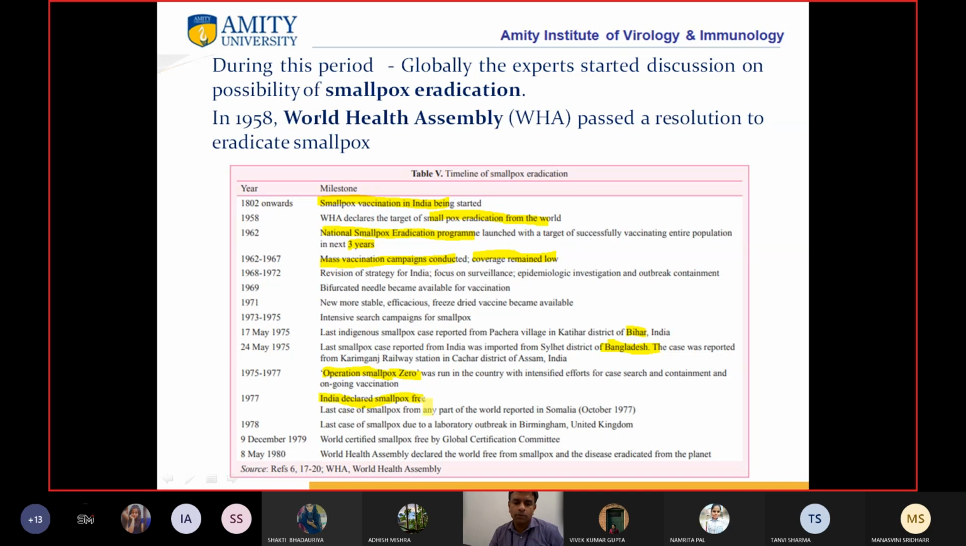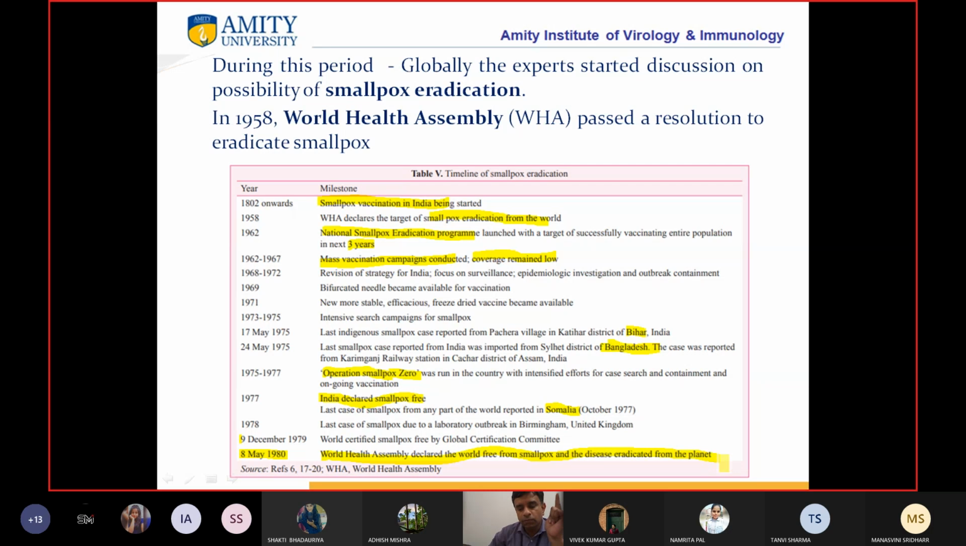Okay, and the last case of smallpox from any part of the world was reported in Somalia. So in Somalia, we had the last case of smallpox. Okay, and then 1 year later, another case was observed, but that was because of a leak from a laboratory in the United Kingdom. So the last case of smallpox was due to a laboratory outbreak in the UK, and on 9th December 1979, the world was certified smallpox free by the Global Certification Committee, and on 8th May 1980, the World Health Assembly declared the world free from smallpox. Okay, and that the disease has been eradicated from the planet. Okay, so this was the first case when a disease was totally eradicated from the earth.